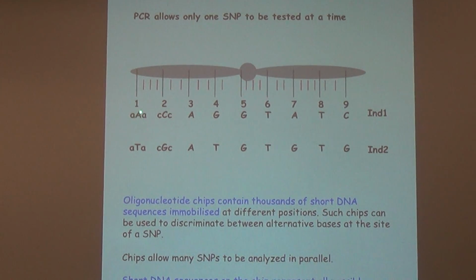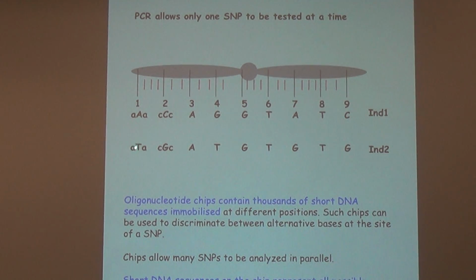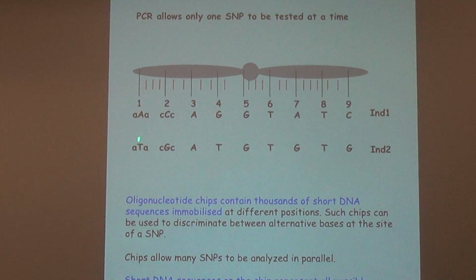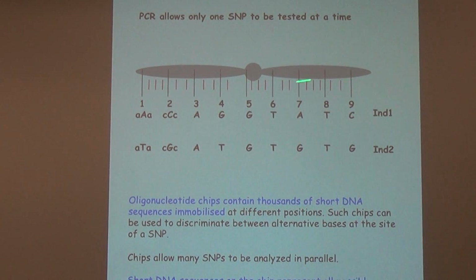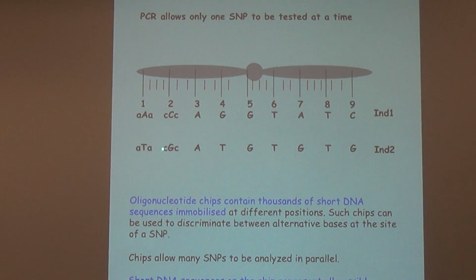In individual 1, the sequence of this SNP goes AAA. In individual 2, the sequence is ATA. So this A to T is a SNP. Similarly, at this position here, in individual 1, you have a sequence that goes CCC. Individual 2, the sequence goes CGC. So that's a SNP.